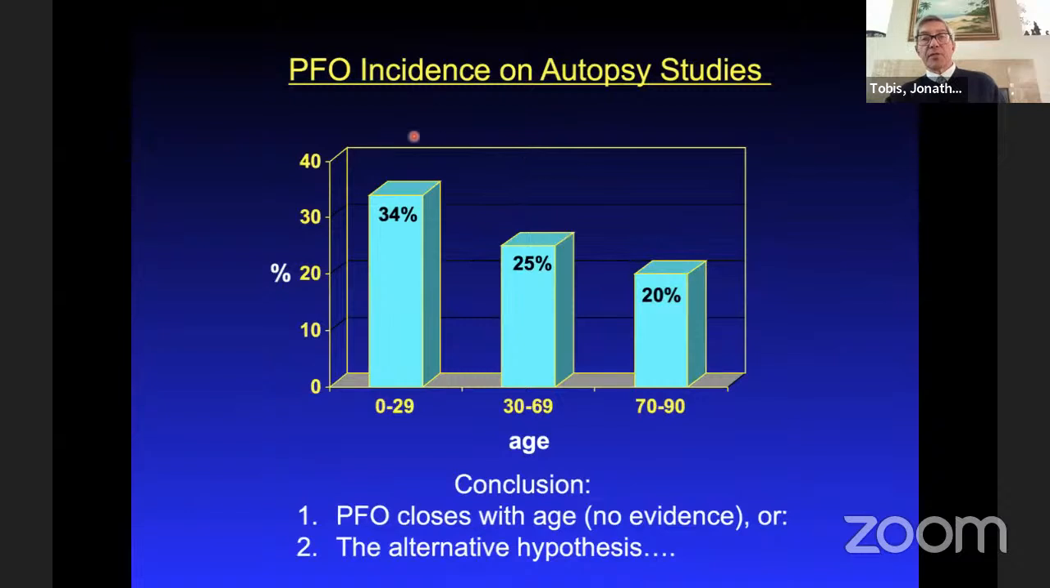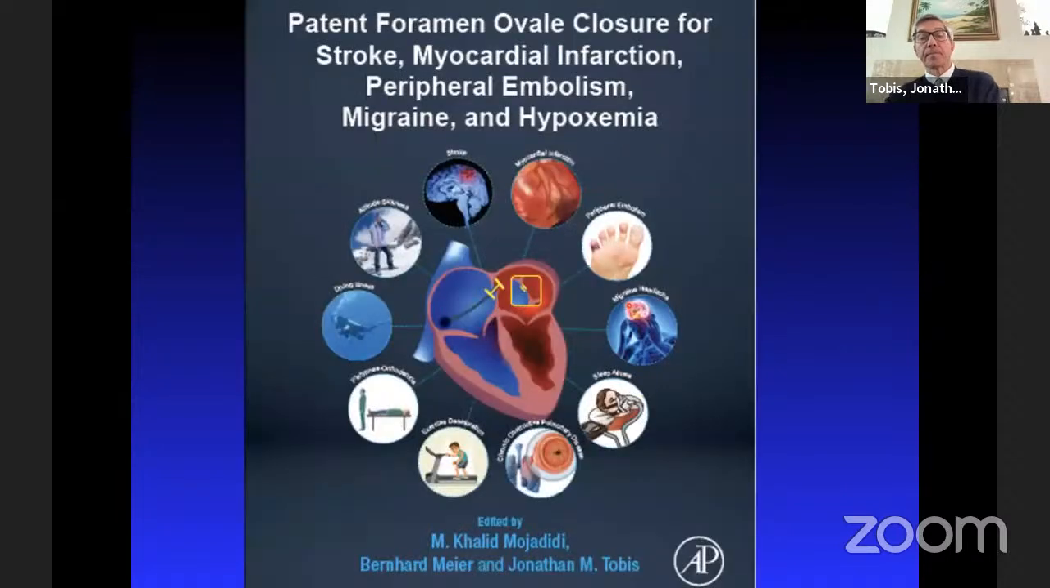If you look at autopsy studies, there's a decreasing incidence of PFO that they describe with increasing age. This has always been assumed to mean that PFOs close with increasing age. But now that we're doing echoes on these people, we've never seen that. I have never seen a PFO close spontaneously. So the alternative hypothesis is that as you get older, people die if they have a PFO through the mechanisms that I've described: the stroke, myocardial infarction, arrhythmias from spasm.